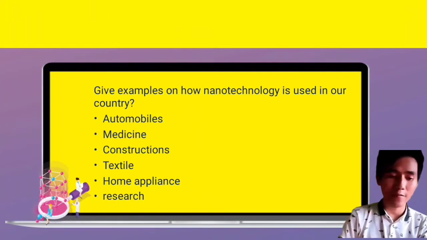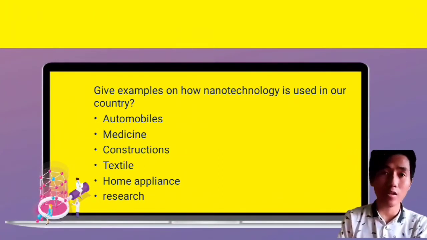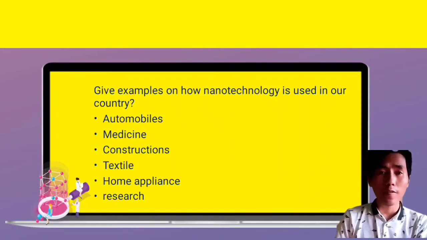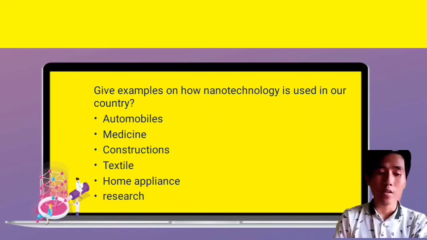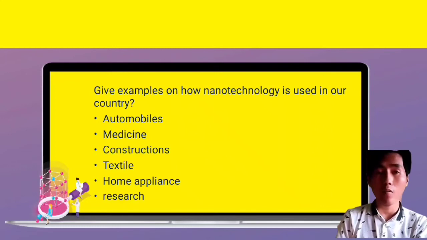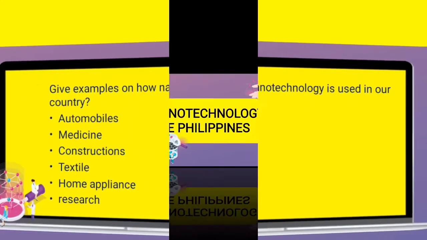So, here are examples of how nanotechnology is used in the country: automobiles, medicines, construction, textile, home appliances, and research.